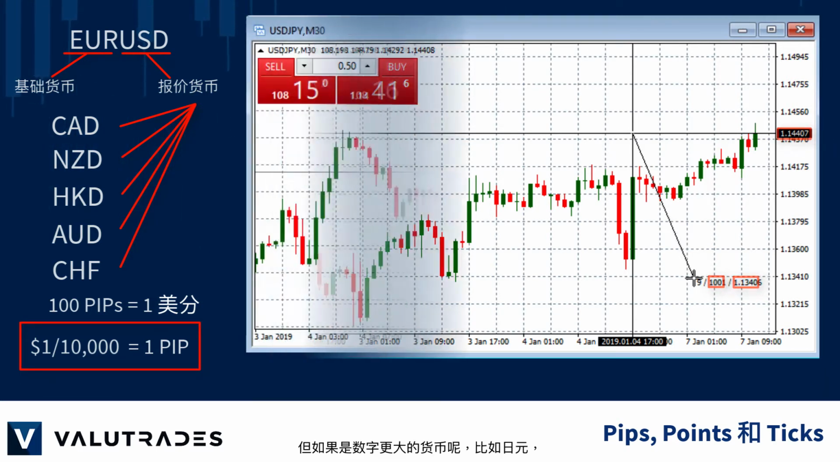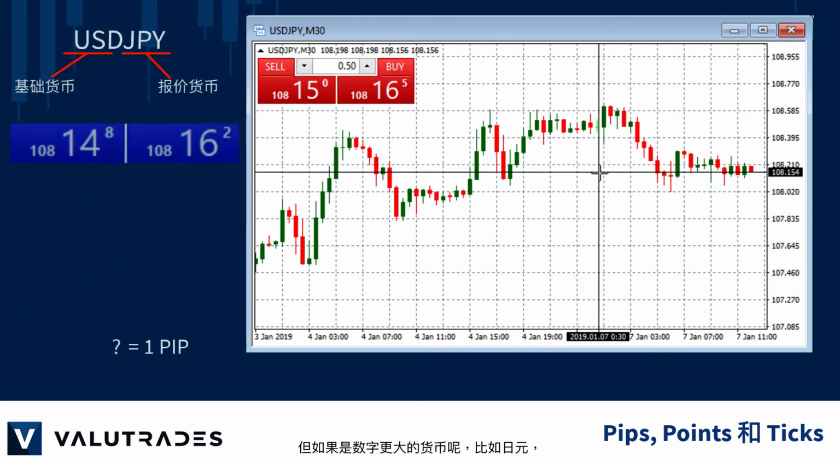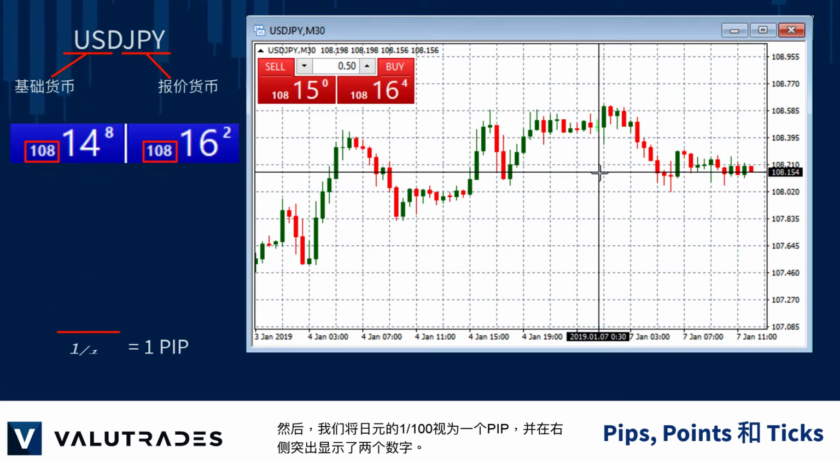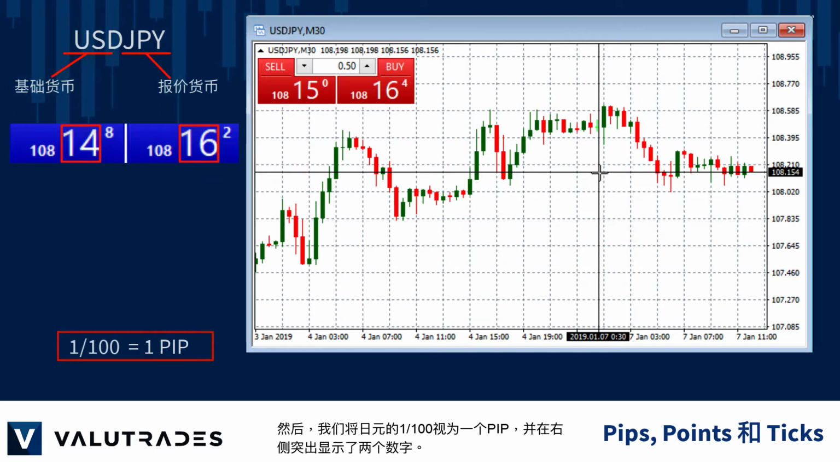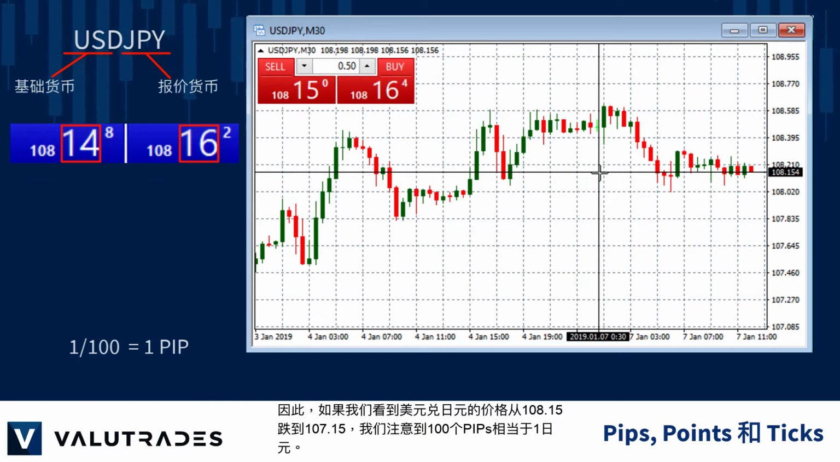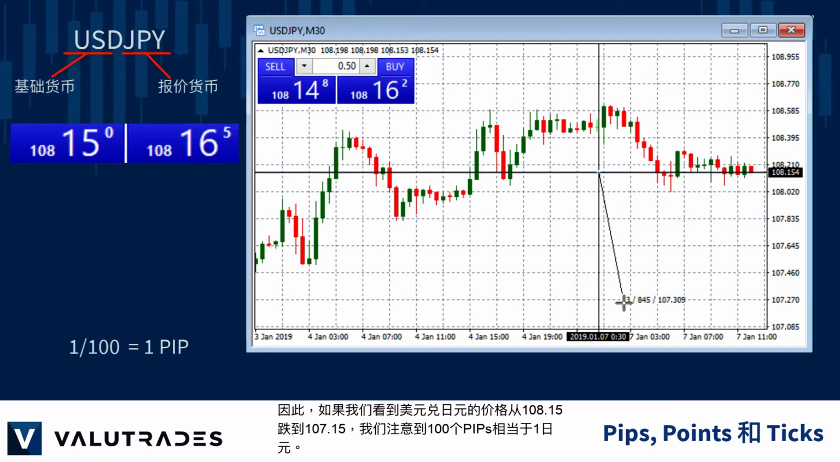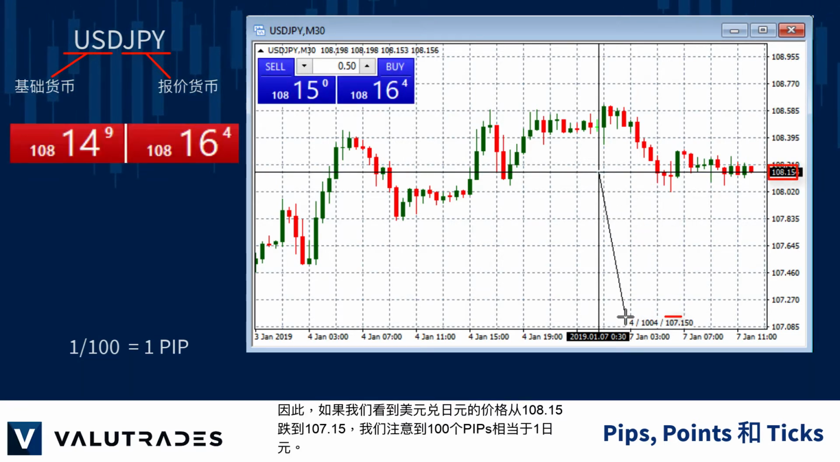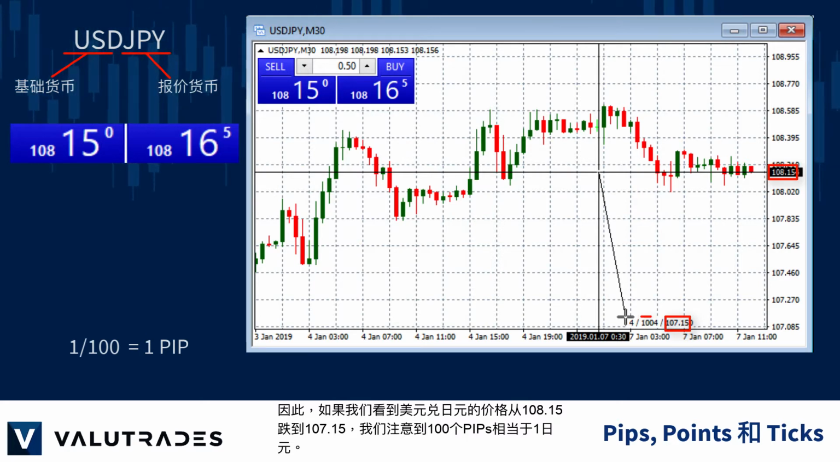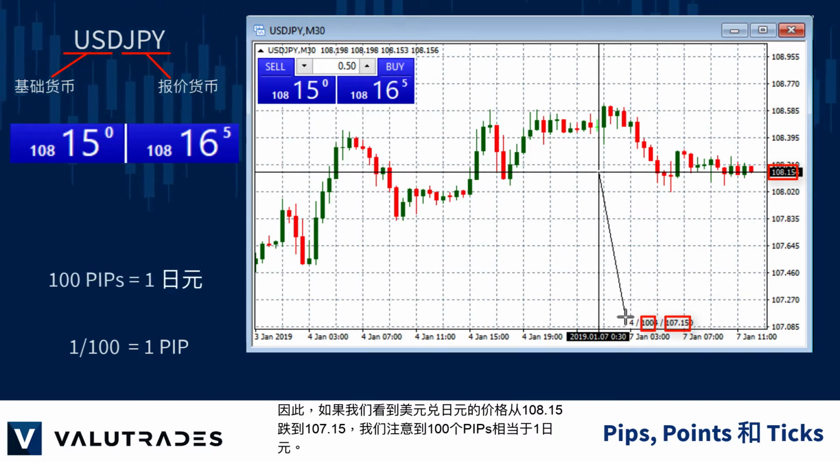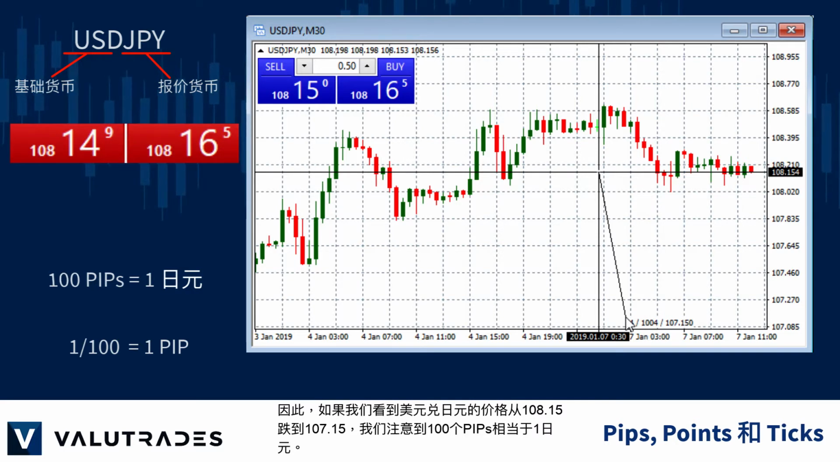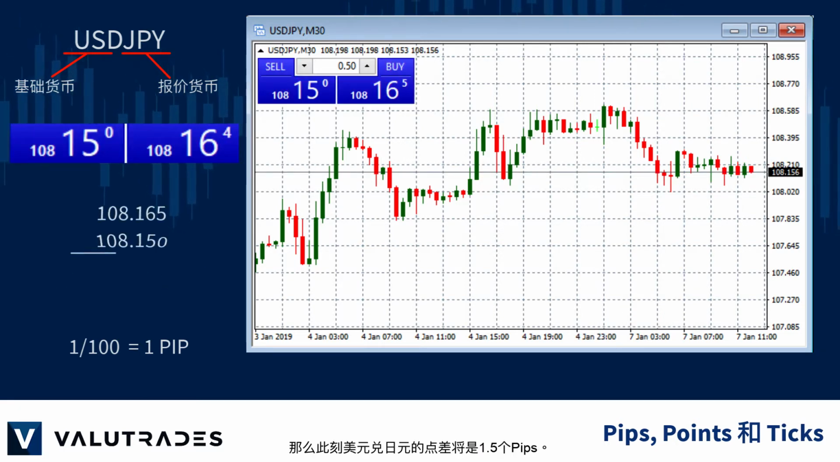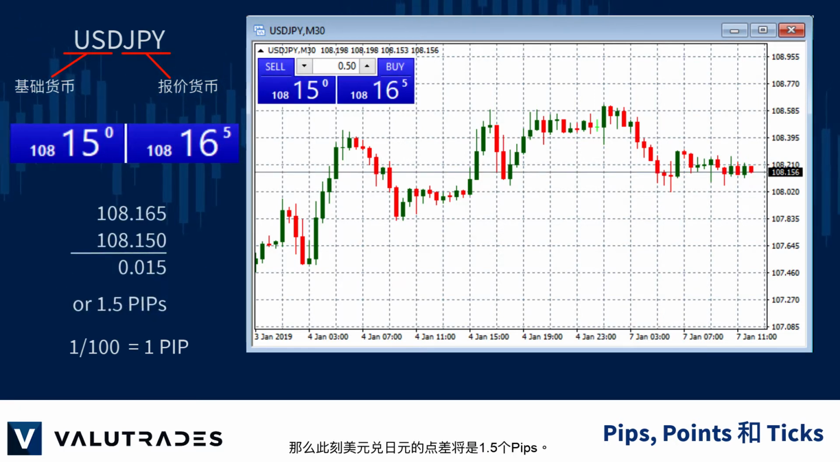But what about currencies where the figures are much larger, like the Japanese yen, where the price is 108 yen to the dollar? Then we consider 1/100th of a yen to be 1 pip with the two figures just to the right highlighted. So, if we see the price of dollar-yen drop from 108.15 to 107.15, we note the 100 pips is the equivalent of 1 yen. The spread then on dollar-yen at this moment would be 1.5 pips.